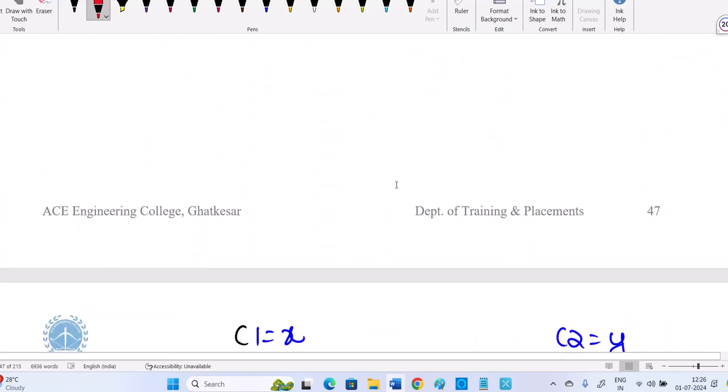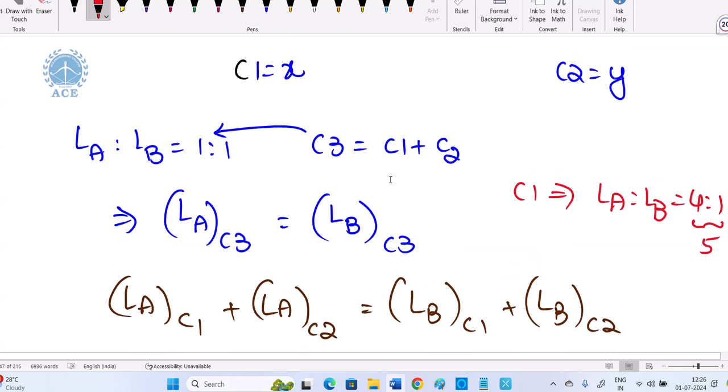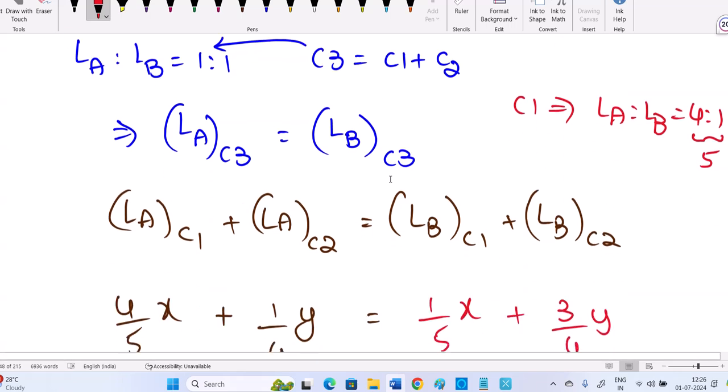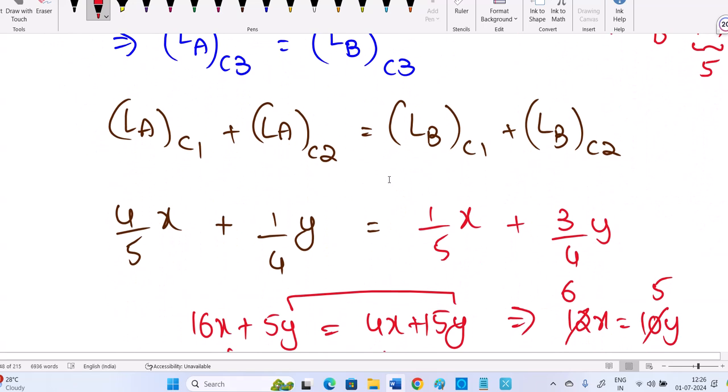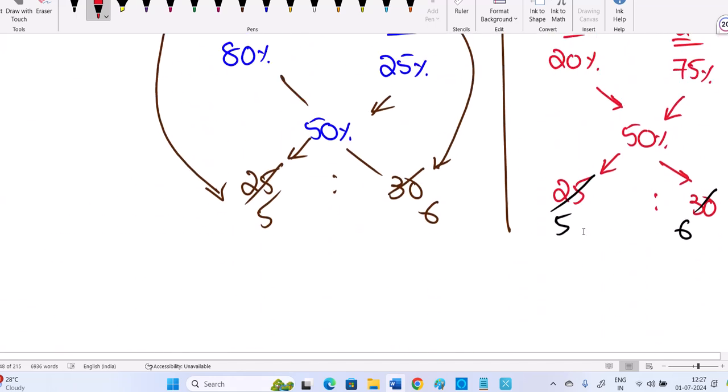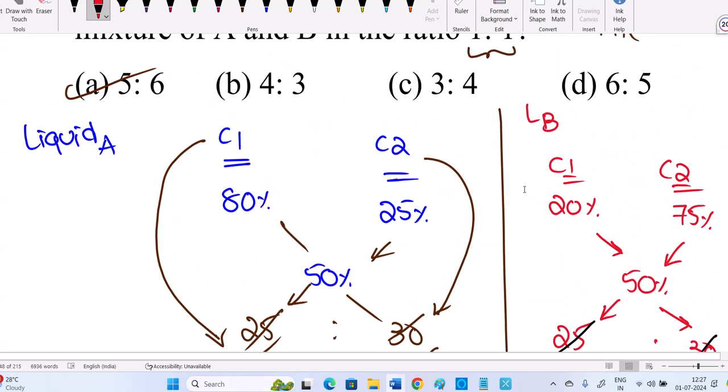But internally, what is happening, for your idea, is this. Container 3 liquid A, container 3 liquid B: how that is obtained is from container 1 and container 2 adding. And this equation you need to think: 4 by 5 x, 1 by 4 y, and 1 by 5 x, 3 by 4 y. You think about that equation. This is what is happening internally. I gave you the logic in a simple way here. For the exam, this is recommended.